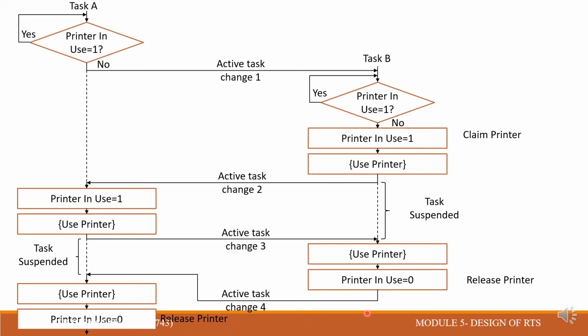So basically the condition flag says that if it is true, set or 1, use the resource. If it is 0, it means that the resource is available. This is an example to show how task A and task B are sharing a printer using a condition flag.